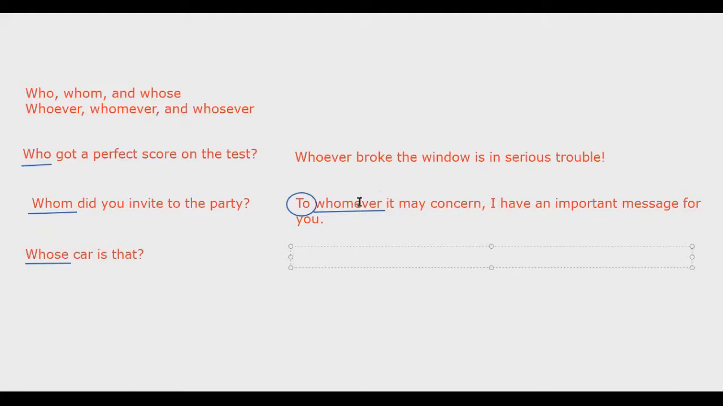So again, whomever is the object of the preposition to, so it needs to be in the objective case. I forgot to mention that objects of a preposition are always in the objective case. So it's not just direct objects and indirect objects; you also have objects of a preposition. Okay, and then there's whosever.